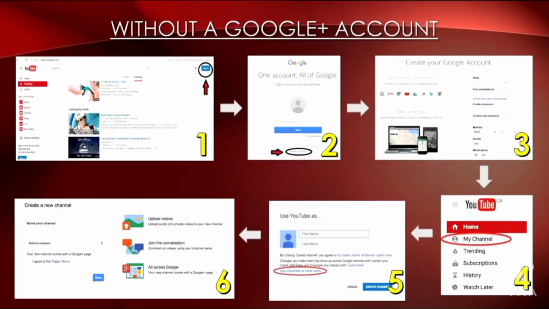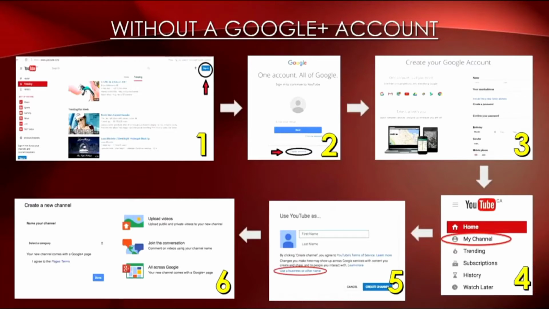On the other hand, if you don't have an existing Google account, here are the steps to create your YouTube channel. Similarly, log into www.youtube.com, then click on Sign In on the top right corner of the page. Then select Create Account. You'll then be prompted to fill in this form to create your Google account. Once you're done creating your Google account, you'll be taken to the YouTube homepage.